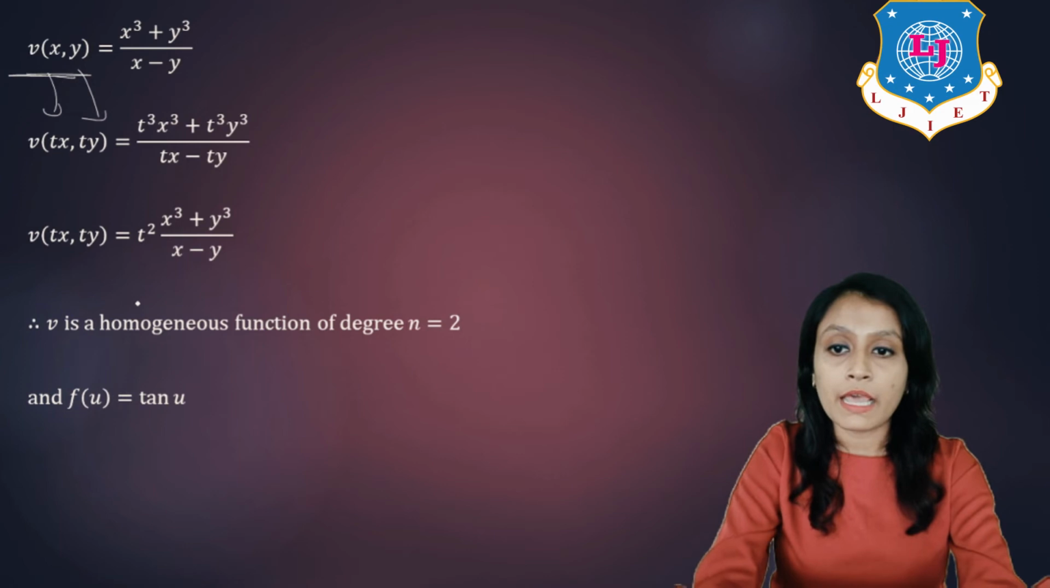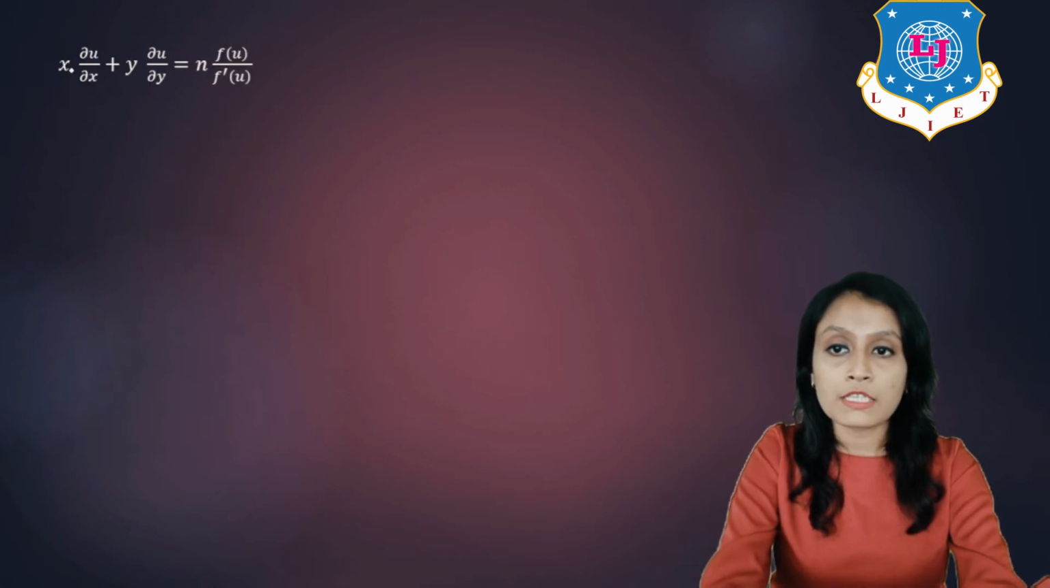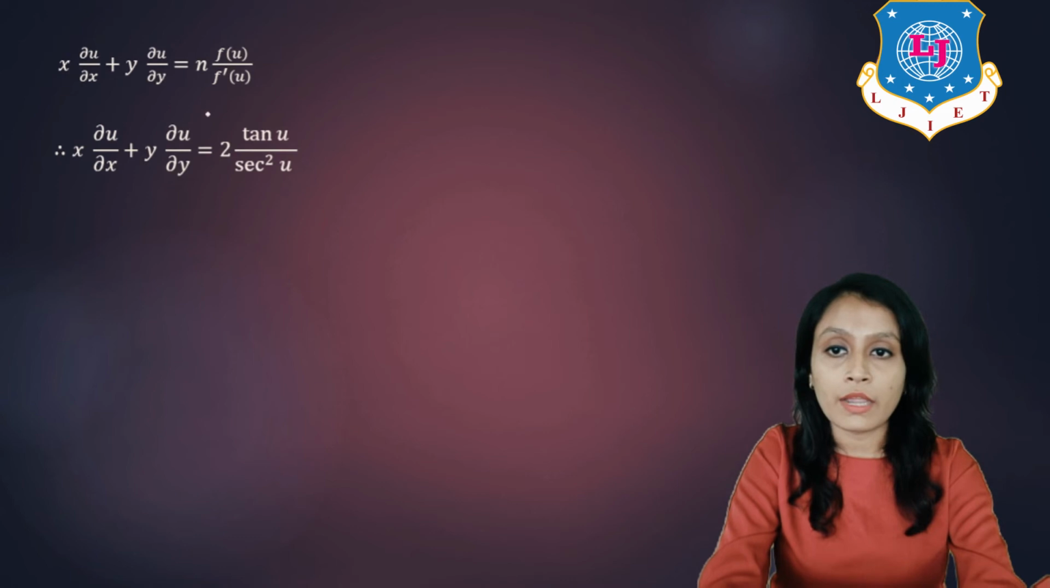Now we will apply the formula, but before that we have to define f(u). Now f(u) is what? Tan u. Now the formula is what? x del u by del x plus y del u by del y is equal to n f(u) upon f dash u. So f(u) is tan u and n is 2. So just substitute the values. So here we have 2 into tan u upon sec square u, that is the derivative of tan u. So it is sec square u.